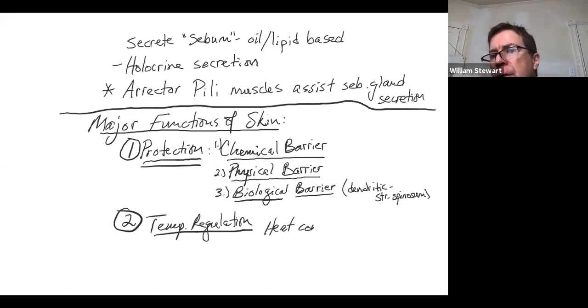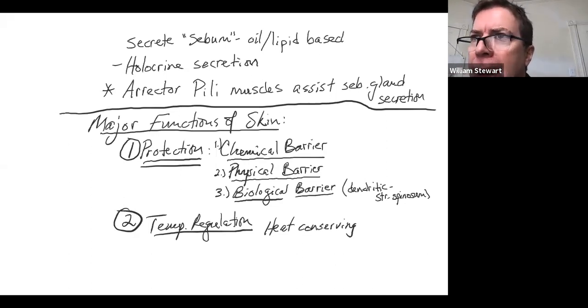How does our skin help conserve heat? Well, if we were to walk outside today and it's 30 degrees in a pair of shorts and a t-shirt, not only would our erector pili muscles in our skin help conserve heat by erecting the hairs and causing shivering as well, that's a neural response, but also the blood vessels near the surface of our skin constrict when we are cold. So there's less blood flow going to the surface of our skin to help conserve heat.